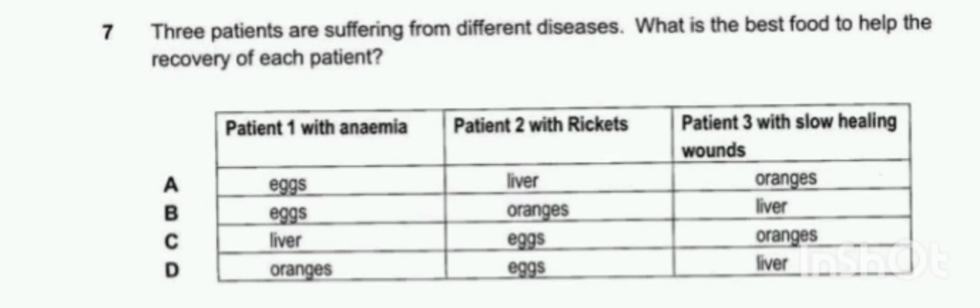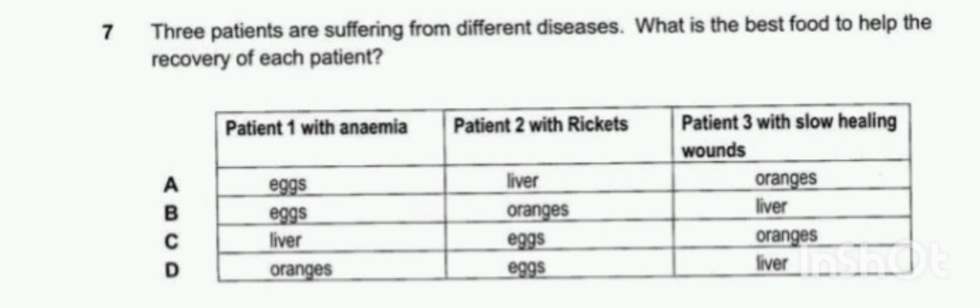Okay, so let's move on to question number 7. Question number 7 is saying: 3 patients are suffering from different diseases. What is the best food to help the recovery of each patient?